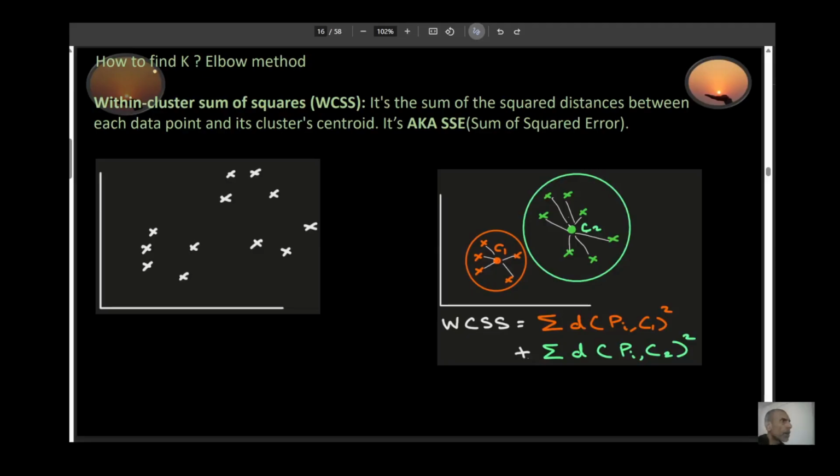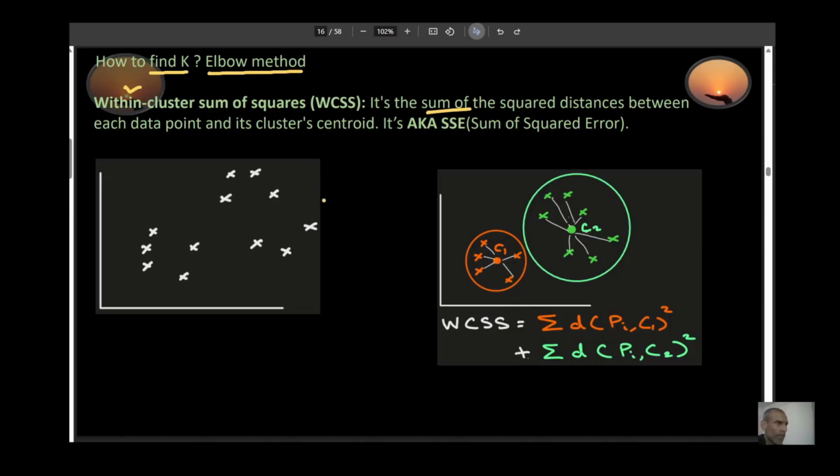Now the question is, how do you find the right k? If you remember from our algorithm, we start with k equal to 2. Well, we could have picked k equal to 3, 4, 5. So what is the right k? Well, in order to determine the right k, we use something called the elbow method. In order to understand the elbow method, you have to understand within cluster sum of squares. This is the sum of the squared distance between each data point and its cluster centroid. Another name for that is sum of squared error, SSE.